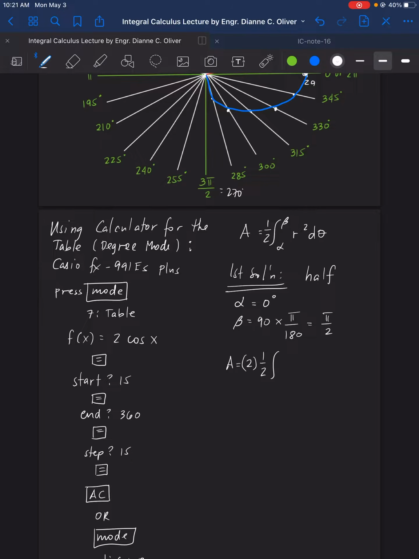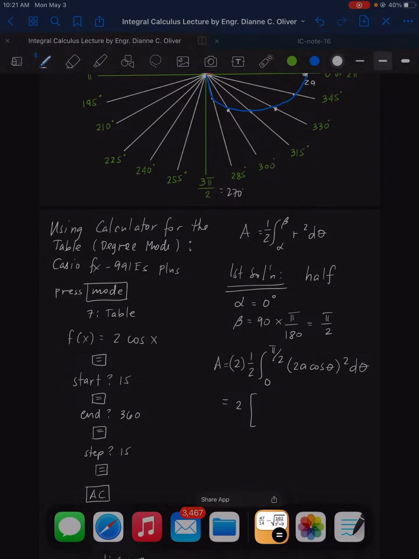So this is 2a, r squared is (2a cosine theta) squared d theta. Boundary is 0 to pi over 2. So if you're solving this with the Wallis formula, it's still okay. You know the long method for the Wallis formula. But if you choose the calculator, then still okay. So this is 2 times the result here. So let's use the calculator.